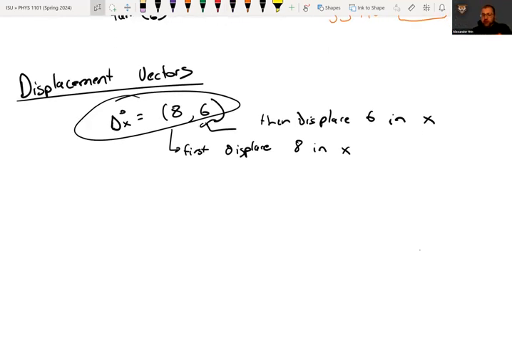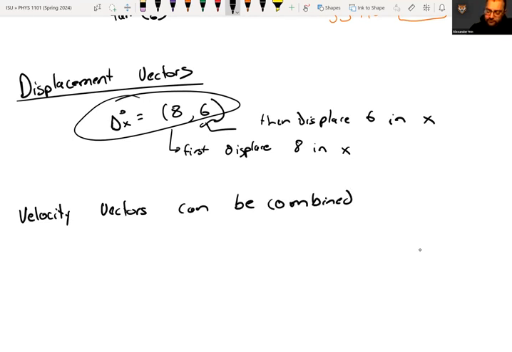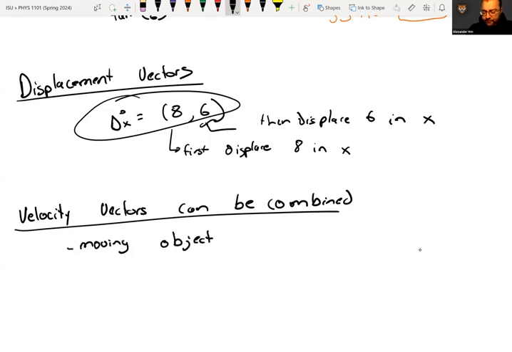Now, this can come up. Velocity vectors can also be combined. So velocity vectors can be combined. Now, the situation where this comes up is if you have a moving object in a moving medium.